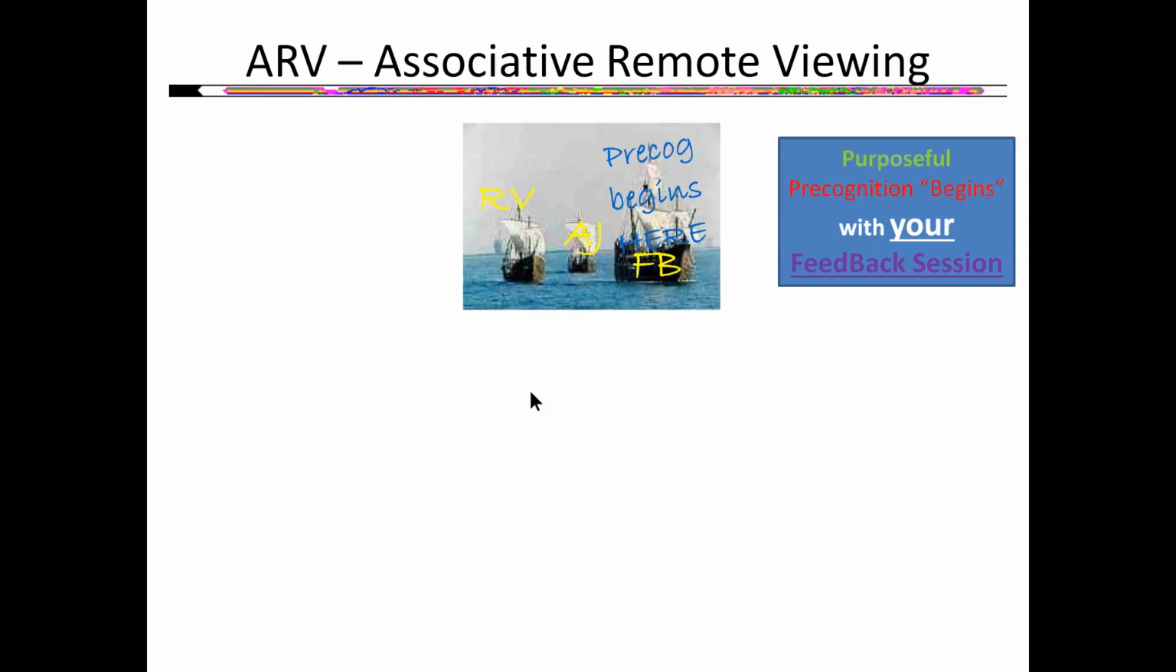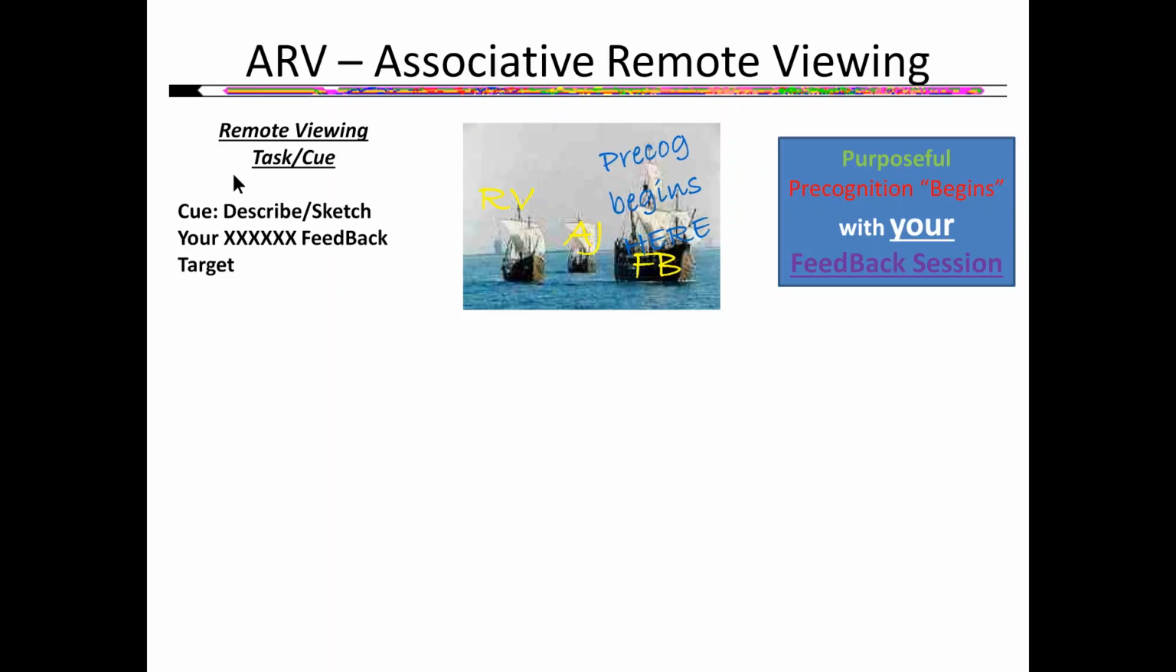We have made up our minds that we want to do an association with basically a yes-no question, and we focus on binary. ARV can be done with more than two, but we're focused on two now. And with a binary question, which is a yes-no question, we're going to be able to make a prediction during the judging. We're going to talk more about that. But the fact that we're doing this on purpose is what makes the ARV and the remote viewing part of it a lot different than precognition, where it happens spontaneously, which many of us have experienced. But now we have a specific question in mind, and our task is to describe and sketch the feedback target.